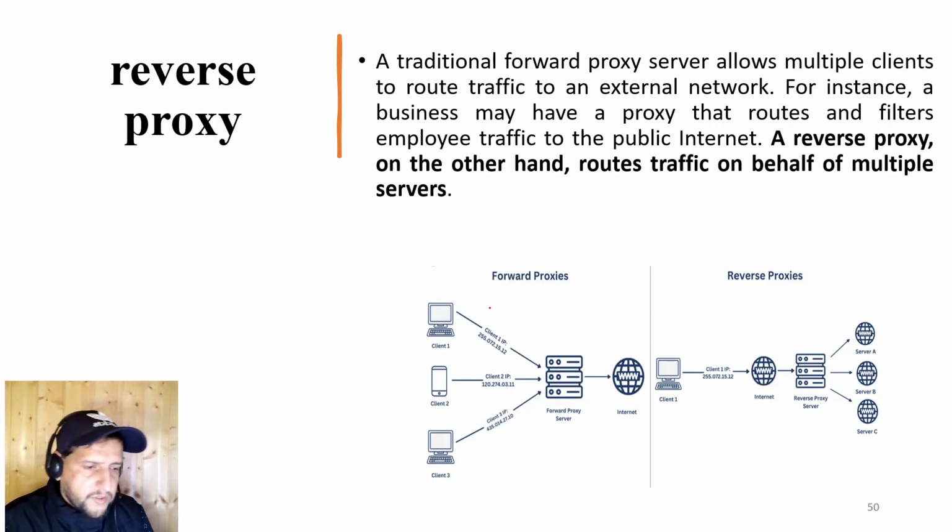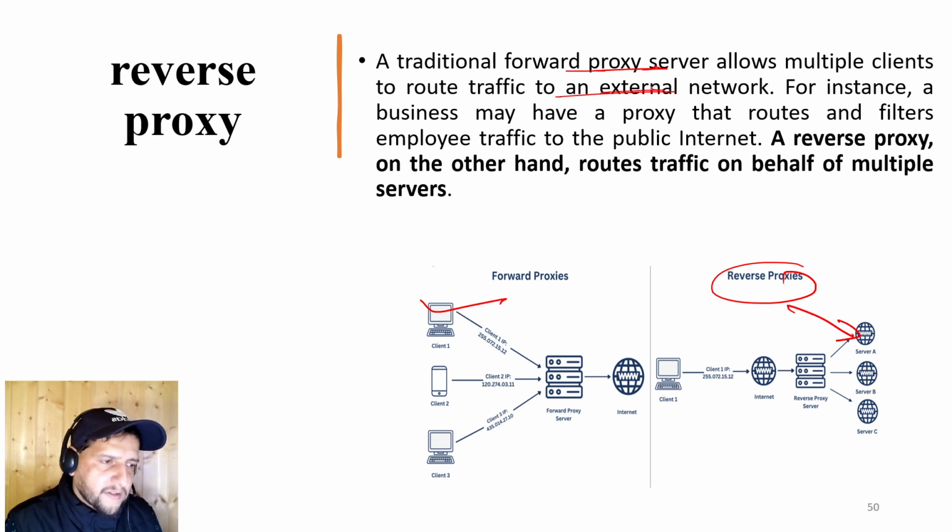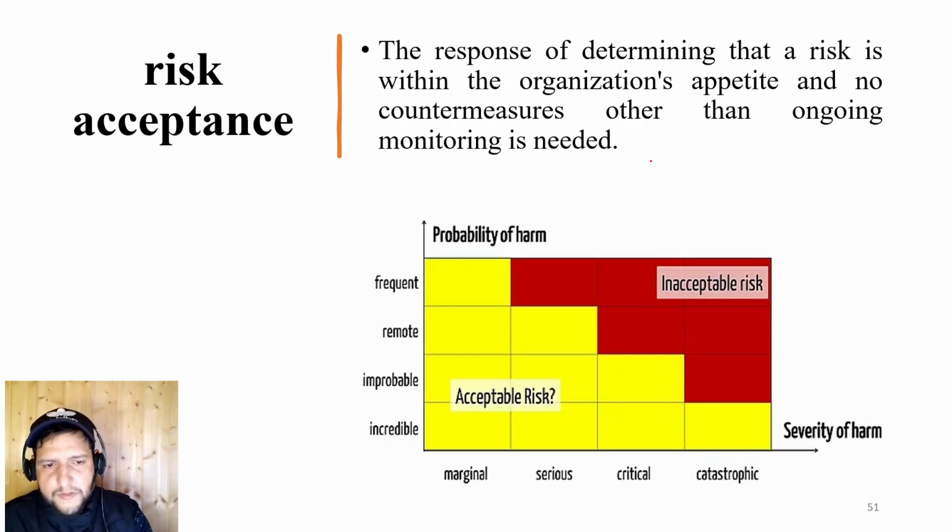Reverse proxy. A forward proxy is going to protect your client. A reverse proxy is going to protect your servers. A traditional forward proxy server allows multiple clients to route traffic to an external network. For instance, a business may have a proxy that routes and filters employee traffic to the public internet. A reverse proxy, on the other hand, routes traffic on behalf of multiple servers.